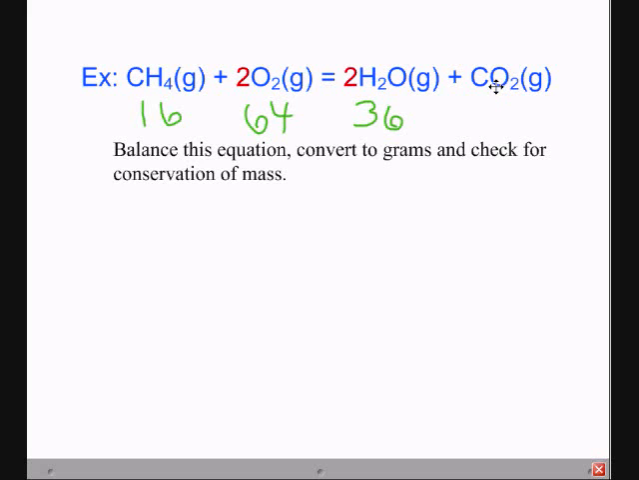And carbon dioxide, you've only got 1 molecule of it. Carbon is 12. Oxygen is 16. So you have 2 oxygens, that's 32. Plus 12 means you have 44. I think you can see that 16 plus 64 in the reactants, surprise, surprise, equals 36 plus 44 grams in the products. I'm going to put grams there so we don't forget. This is mass. Conservation of mass holds if you correctly balance an equation.